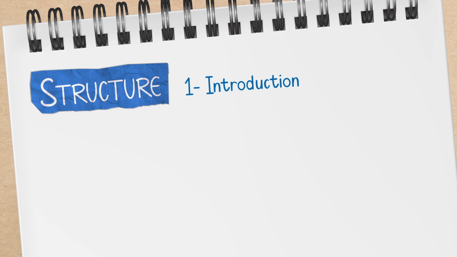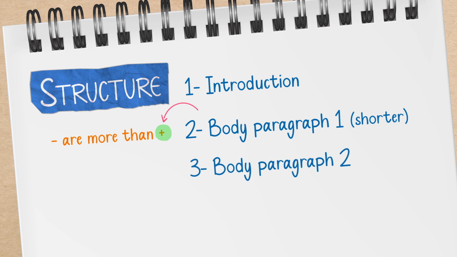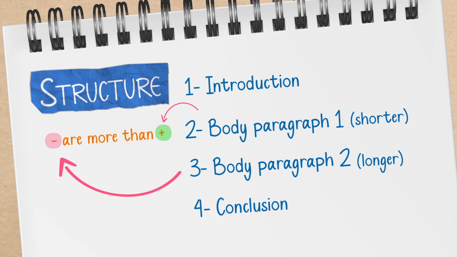And if you believe that the negative points are more than positive points, then your second paragraph or first body paragraph should be about positives or advantages of exams. And it's a little bit shorter than the second body paragraph. And the second body paragraph will be about the disadvantages, all right? And this paragraph is a little bit longer than the previous paragraph. And then you will have the conclusion, right? So this is very important, very, very important.